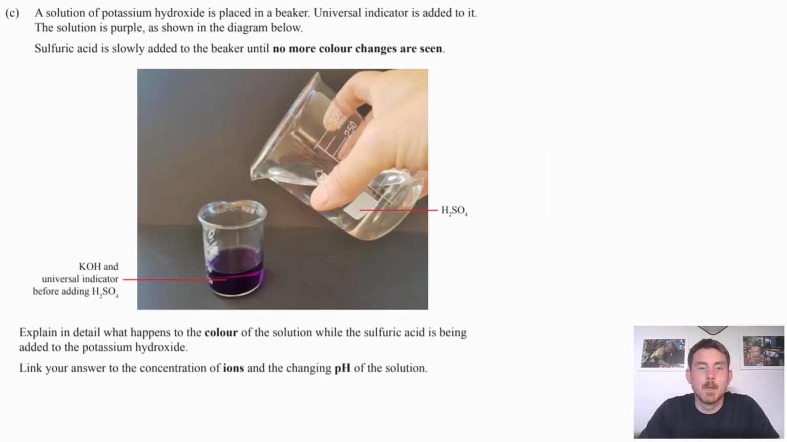Okay, in part C, we're told that potassium hydroxide is in the beaker, universal indicator has been added to it, and that starts off purple, and then sulfuric acid is slowly added until no more color changes are seen. And we've got to explain what's going on with the color change, relating it to concentration of ions and the changing pH of the solution.